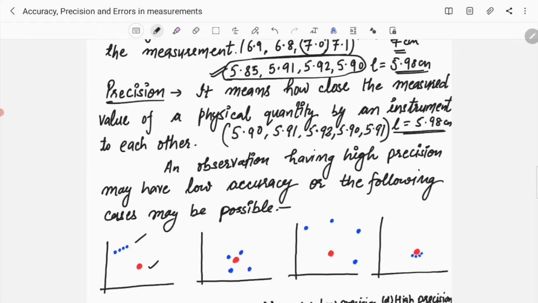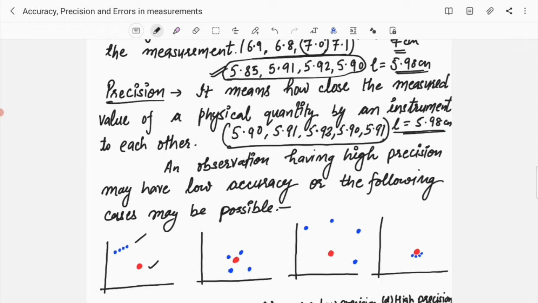So we can say these observations are very close to each other, even some are repeating also, but they are not very near to the true value of the physical quantity. So in this case we can say they are not accurate, but they are showing high precision. They are highly precise observations because they are very close to each other. If the observed values are very close to each other, then they are precise. But it's not necessary that if they are highly precise, then they will be accurate also.